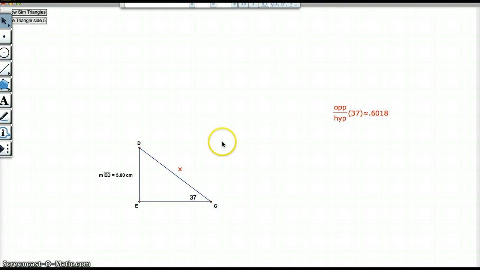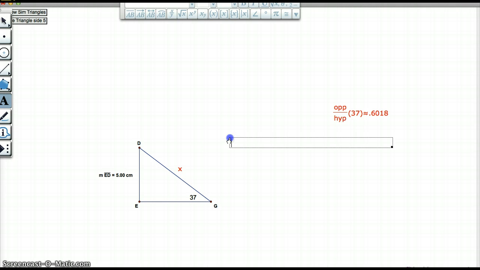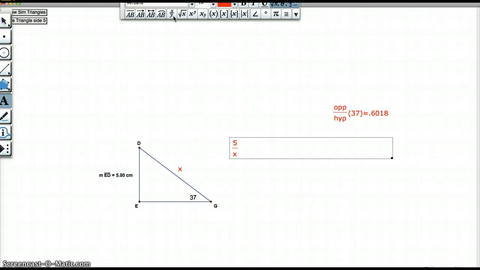We don't have another triangle that's similar to this triangle. Well, all we need to do is remember this ratio that we have: opposite over hypotenuse of 37 is equal to 0.6018. Well, let's see. The opposite side in this case is 5. 5 is opposite of 37. X is the hypotenuse. And so opposite over hypotenuse should equal 0.6018.